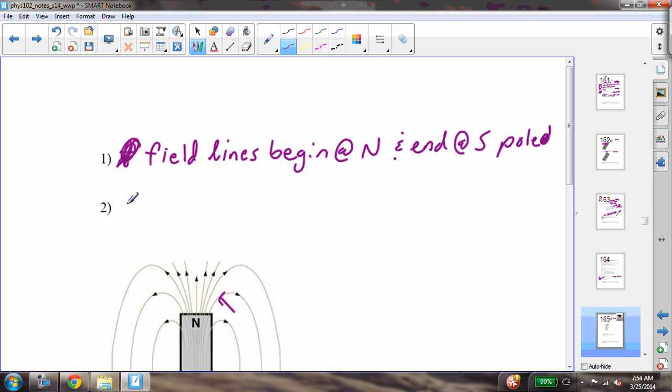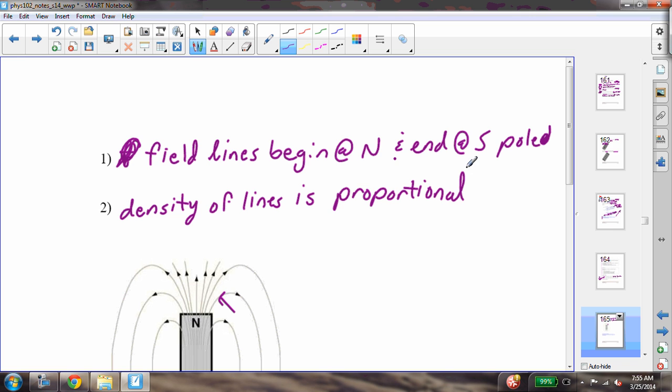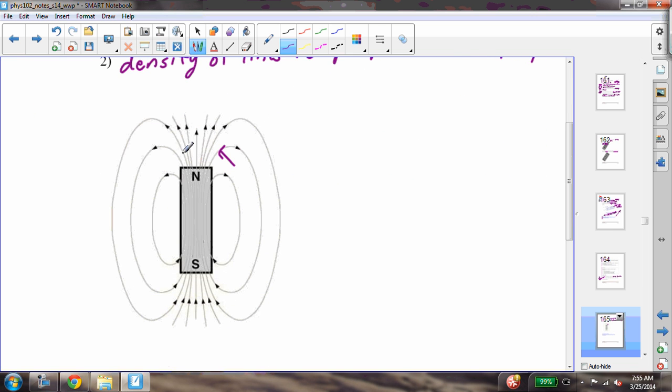The density of the field lines is proportional to the magnetic field. In particular, proportional to the magnitude of the magnetic field. So, for example, right here, the magnetic field is strong, but out here it's not very strong. That's because the field lines are very close together here and very far apart out here. All right, so a couple of different rules.